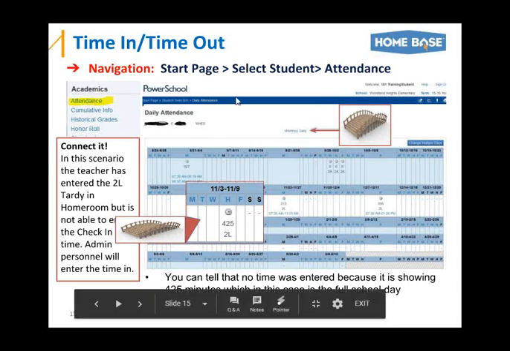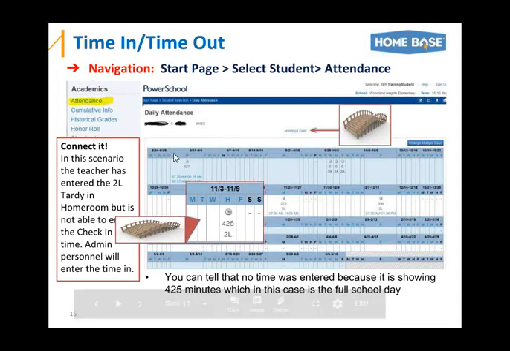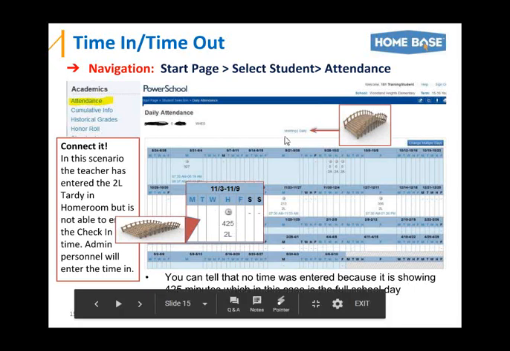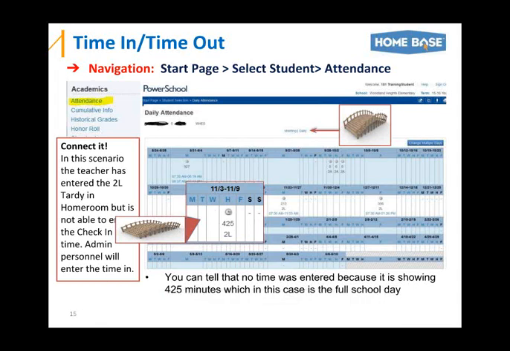So right now on this particular attendance page, you're going to go to the day. If you click on the day, those blue letters are links for the day of that week. It says 425 minutes. And you can tell that there isn't any time entered because that 425 is our full day if you counted all the minutes between 7:30 and 2:15. So that's how I can tell that no time was entered. I'm going to go to the next screen.